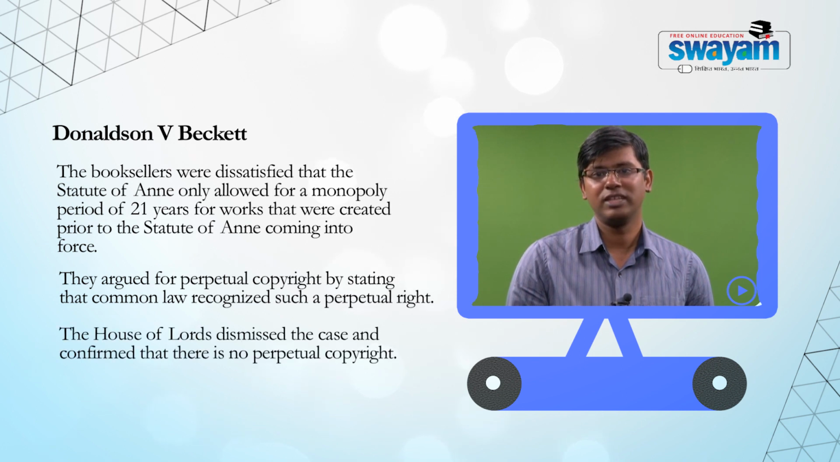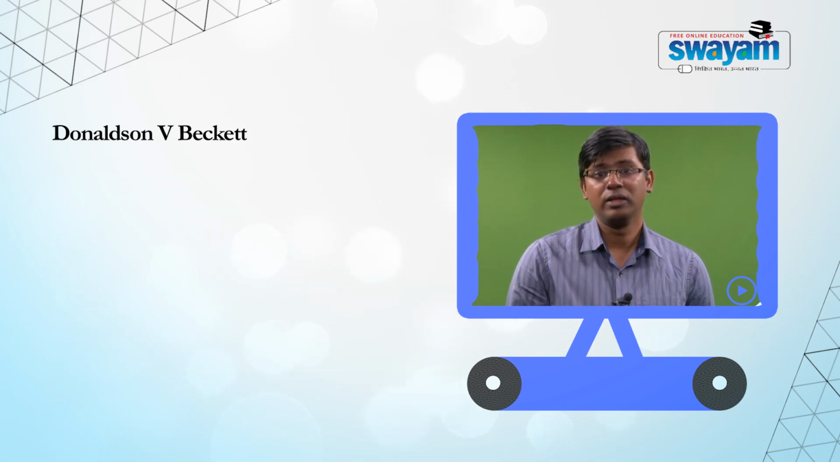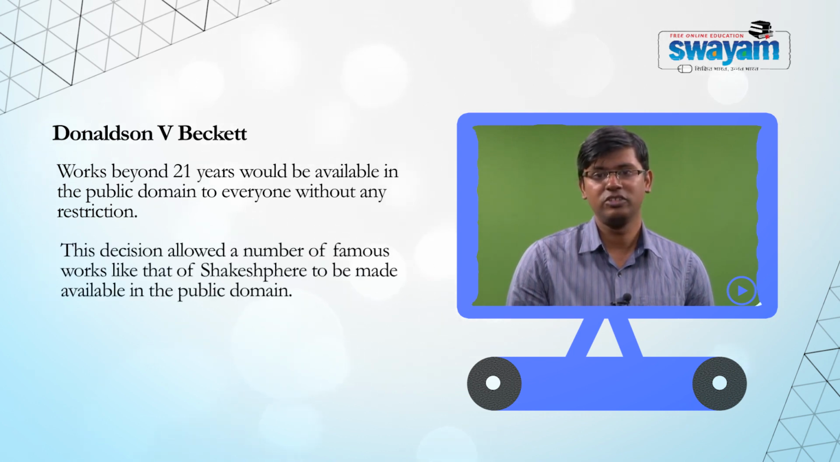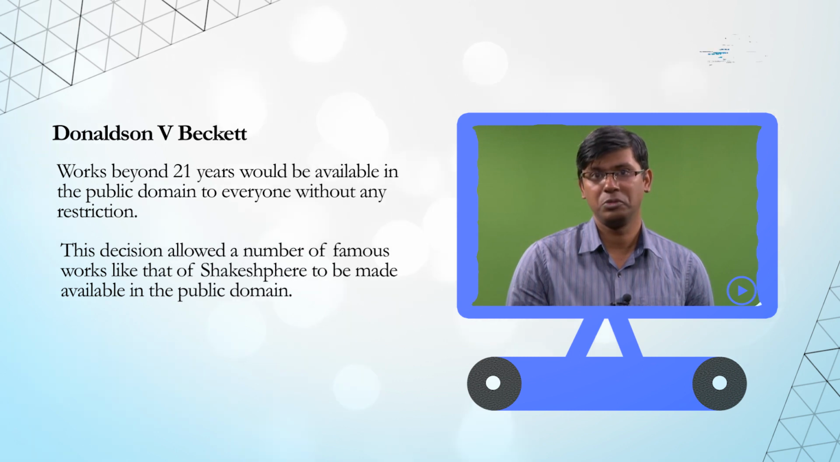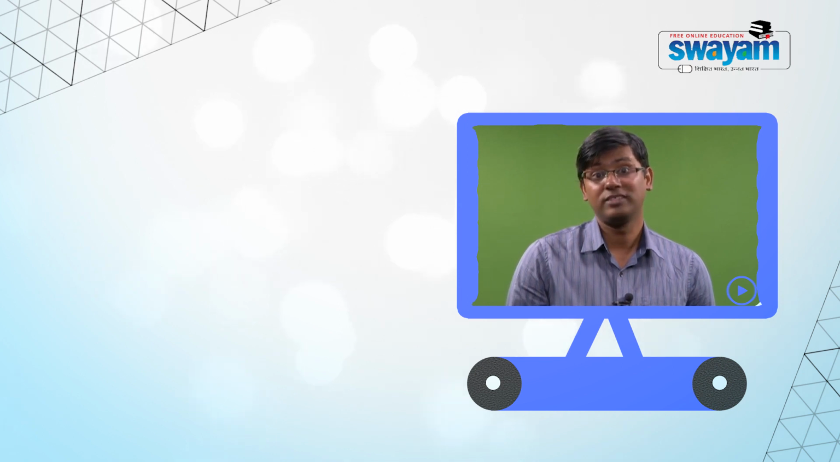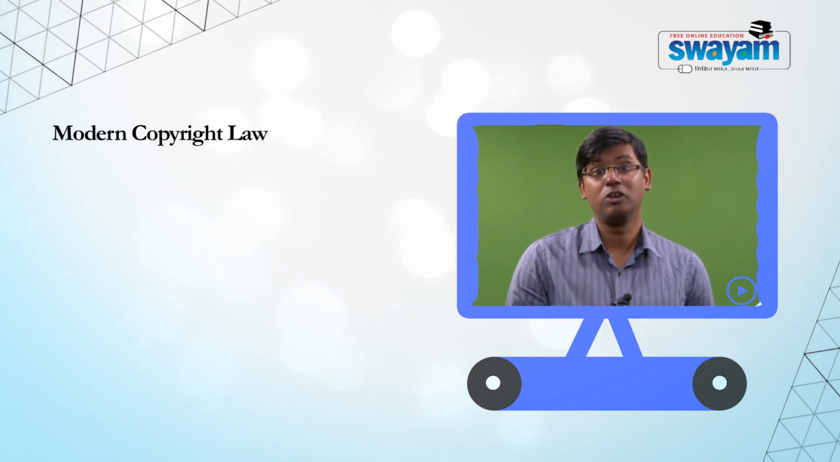But the House of Lords dismissed the case and confirmed that there is no perpetual monopoly with respect to works that are written by authors. They said works beyond 21 years would be made available in the public domain for everyone without any restriction at all. This decision allowed a number of famous works, like those of Shakespeare, to be made available in the public domain. Right? So thus started modern copyright law.